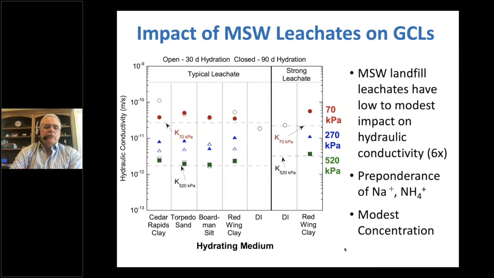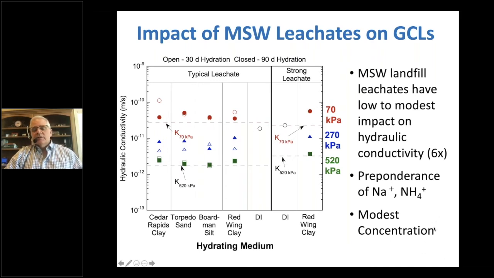And that was somewhat fortuitous in many ways, because it turns out that most, as we'll see, municipal solid waste leachates, while they tend to have a lot of ions in them, are not too concentrated. And they tend to have an abundance of monovalents, particularly sodium, because sodium salts are in a lot of waste and they're very soluble, but also ammonia as well. We get a lot of ammonia in solid waste landfills, and ammonia is a monovalent ion as well as the ammonium ion in solution.